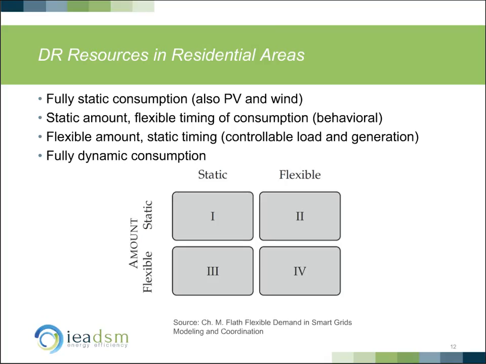On the other side, in field two, you have a static amount of power and energy, but a flexible timing of consumption. So this is, for instance, if a customer changes its behavior according to a different price signal. You can also have a flexible amount and a static timing, where you have quite a certain cost curve, or also a static price, high time price, low time price, where the controllable load or generation is following that.